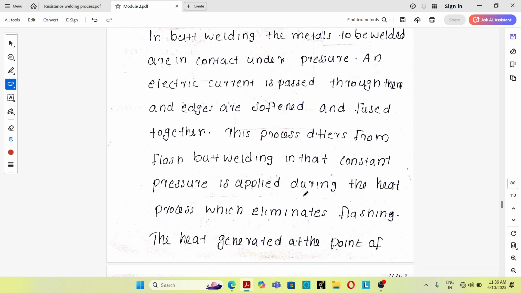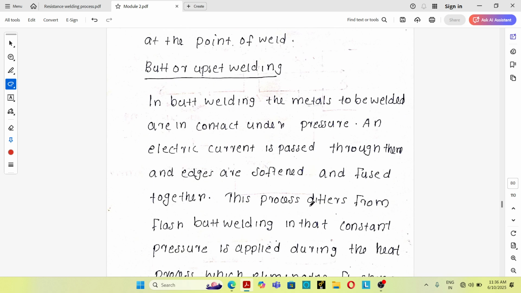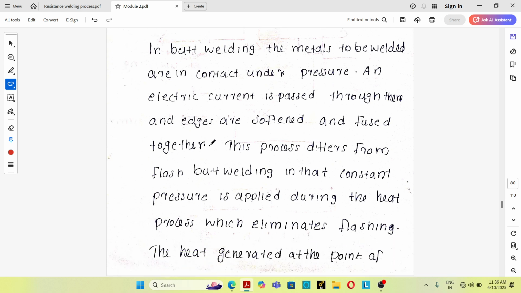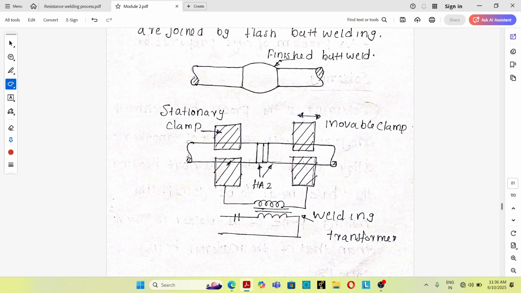The last one is butt or upset welding. See, in butt welding, the metals to be welded are in contact under pressure. An electric current is passed through them and the edges are softened and fused together. This is a figure of the butt welding process. Butt welding actually does not leave a bulged portion after the welding operation.